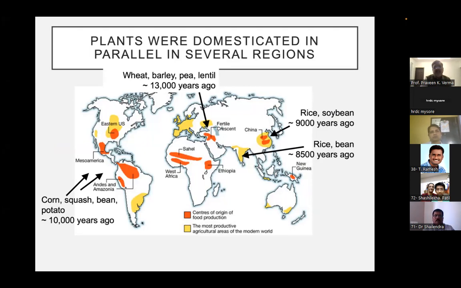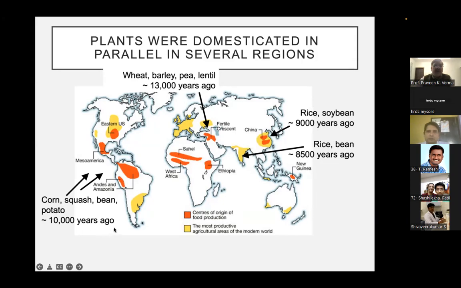So they aggregated from nomads into societies, and most of the civilizations developed at these points. These are some of the evidences: there is evidence of rice and beans in India near about 8,500 years ago, and rice and soybean near 9,000 years ago. It's not that only these plants evolved here, but we don't have the evidences for other crops.